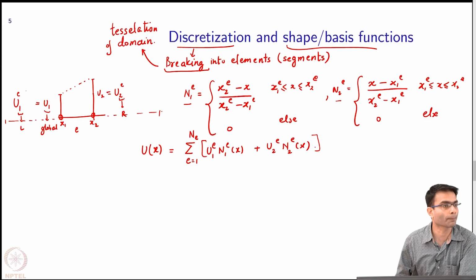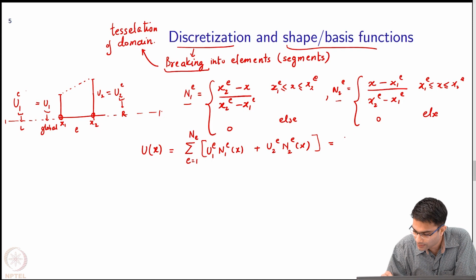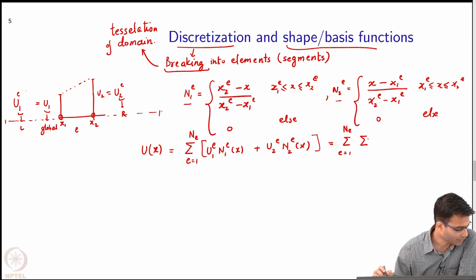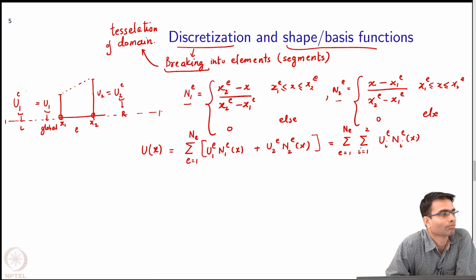There was an even more compact way of writing this, right. So, what you could do is keep this summation E is equal to 1 to NE and sum over what? What else do you think you can sum over? The nodes inside it, right. So, I can write I is equal to 1 to 2. So, what will this become? u_I^E N_I^E of x. Even more compact.